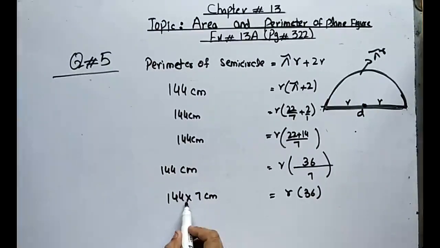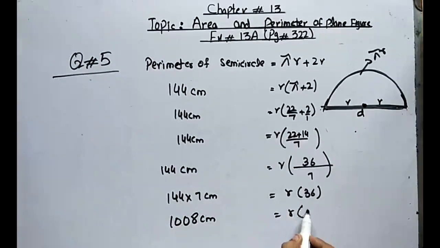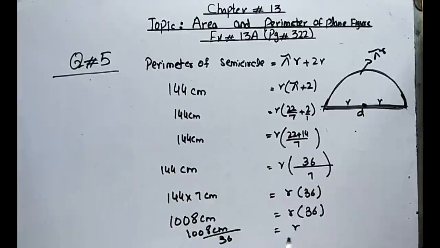7 multiplied by 144. 7 4s are 28, and so on, gives 1008 centimeter, equal to r times 36. Now move 36 to the other side: 1008 centimeter divided by 36 is equal to r.